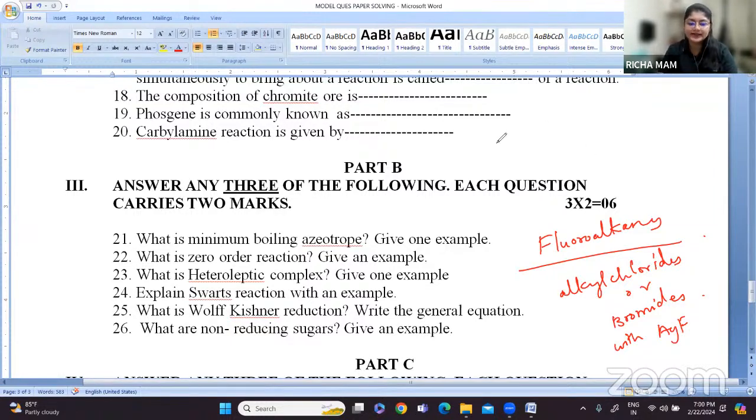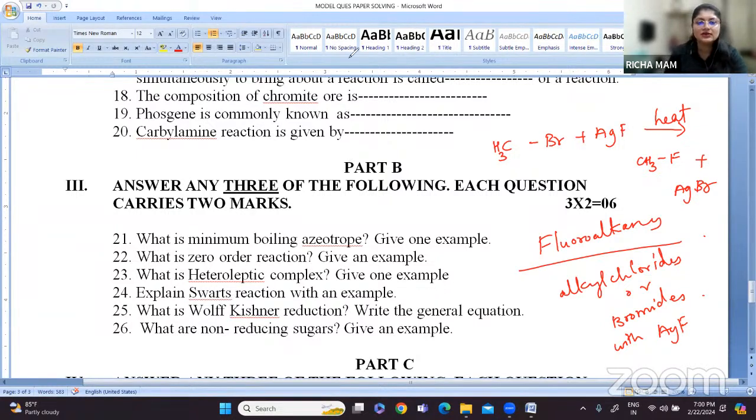So what can be an example? I'll give the example of methyl bromide reacting with silver fluoride. When you heat this, you get methyl fluoride plus AgBr. Is it clear? So this is a Swarts reaction.